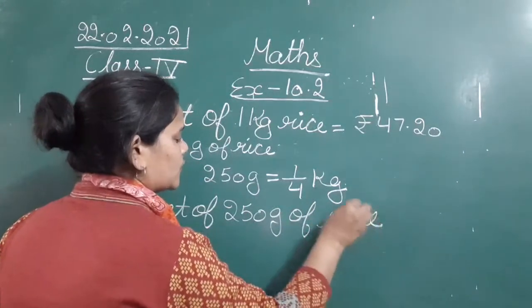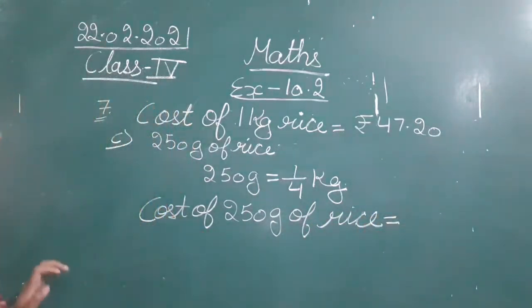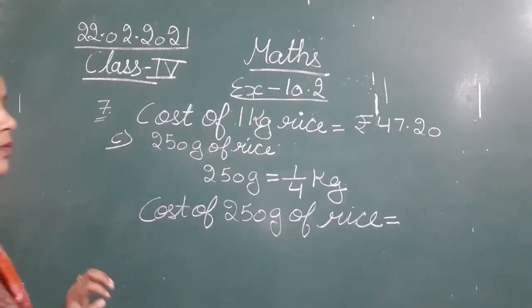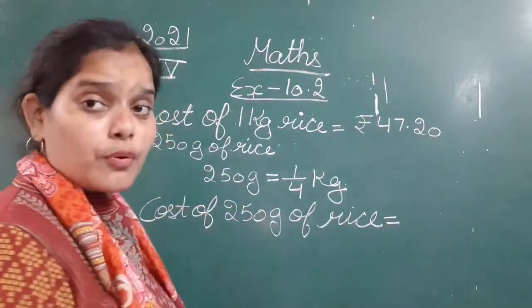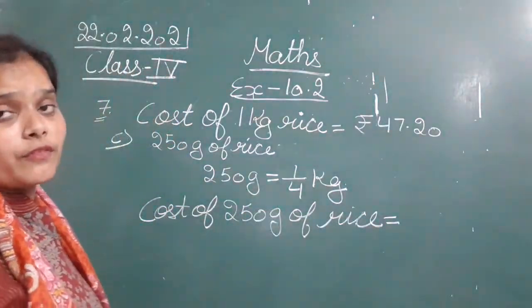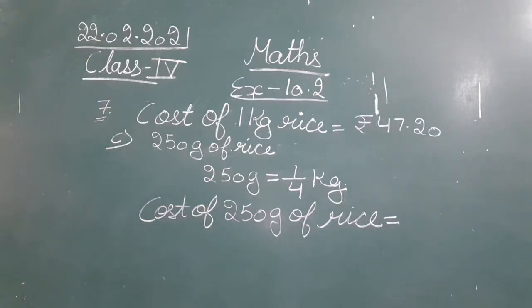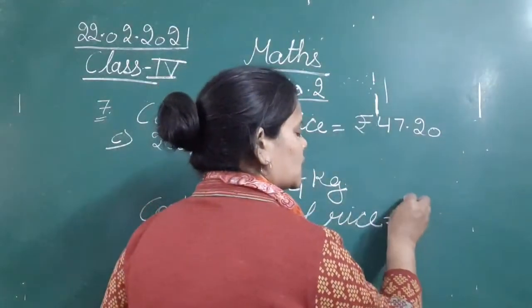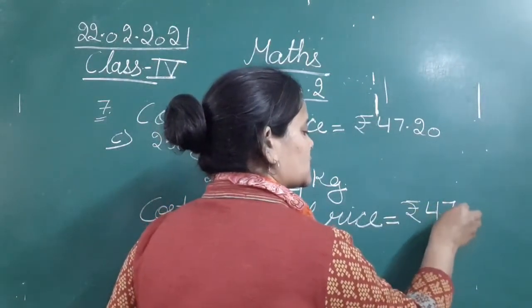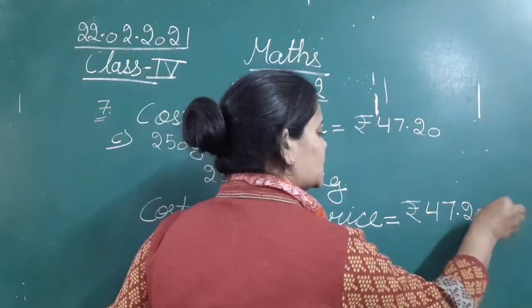This is what we need to calculate here. So for calculating the cost of 250 gram of rice, what will we do? We will divide the cost of 1 kg rice by 4. देखिए, that is 1/4 ना. Okay, तो 250 gram rice की cost निकालने के लिए हम क्या करेंगे? We will divide the cost of 1 kg rice, that is 47 rupees and 20 paise, by 4.